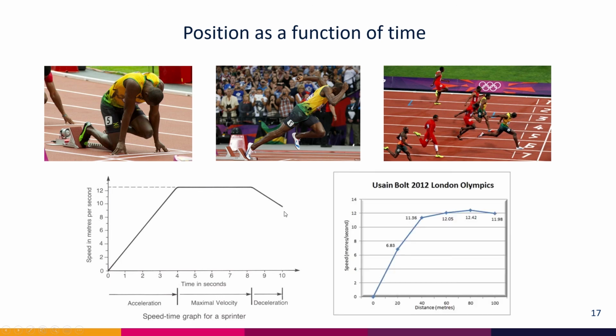On the right here, we have a graph of the data collected, or Bolt's actual speed. This is speed versus distance rather than time, but it ends up being quite a similar graph. So we start at zero speed. Speed is increasing rapidly, so there's a continued acceleration, nearly reaching a constant speed, constant velocity up at the top here, and then a slight slowing down towards the end.